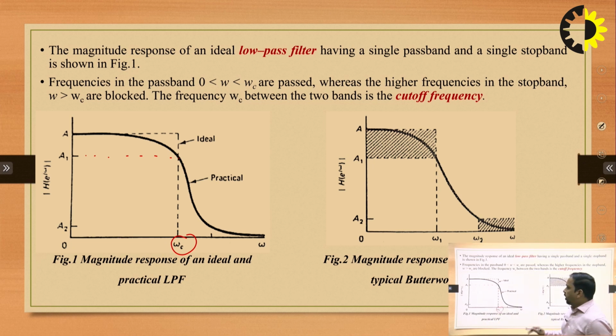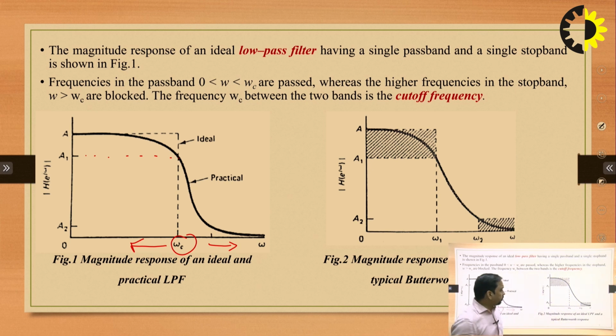The frequencies which are less than the cutoff frequency, to the left side of ωc, are the pass band frequencies, whereas the frequencies greater than ωc will be blocked, and this band is called the stop band. The frequency ωc is called the cutoff frequency of the filter.